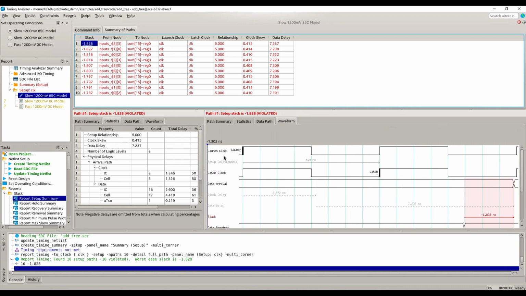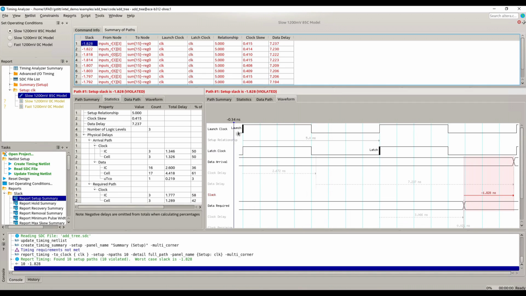If we look at the information down here, we can get an idea of what's going on. So here we have the launch clock, and that was basically the clock for the source flip-flop, so the input registers in this case. We have the latch clock, that is the destination flip-flop clock, so that would be the sum register clock. You see that there's a 5 nanosecond difference between them because we want to be able to run at 200 megahertz.